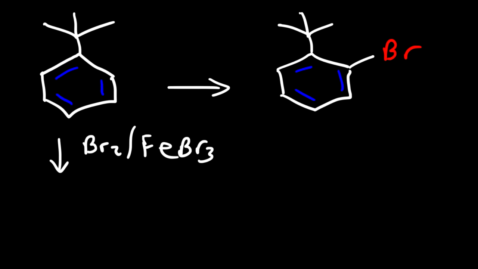The only issue is we're not going to get it in good yield. The tert-butyl group is an alkyl group, so it's ortho-para-directing. However, this position is not as accessible as this position. So the major product will be the para product. So how can we increase the yield of the ortho product and avoid getting the para product? What do you think we can do here? Because if we use Br2 with FeBr3, we're not going to get this product in good yield.